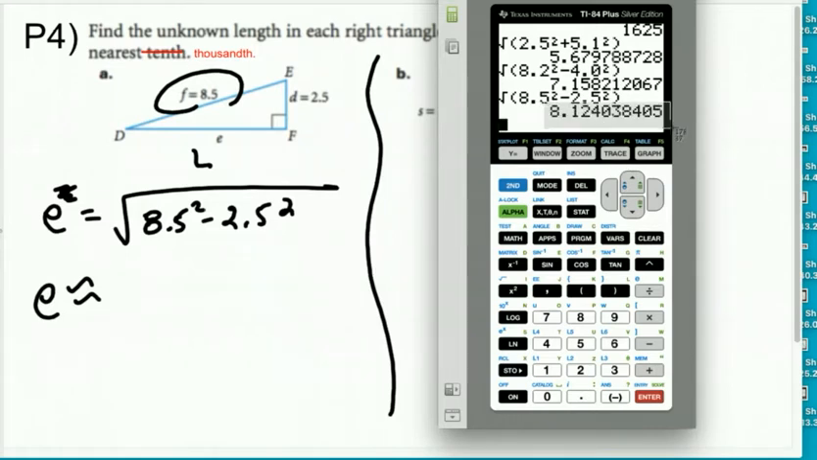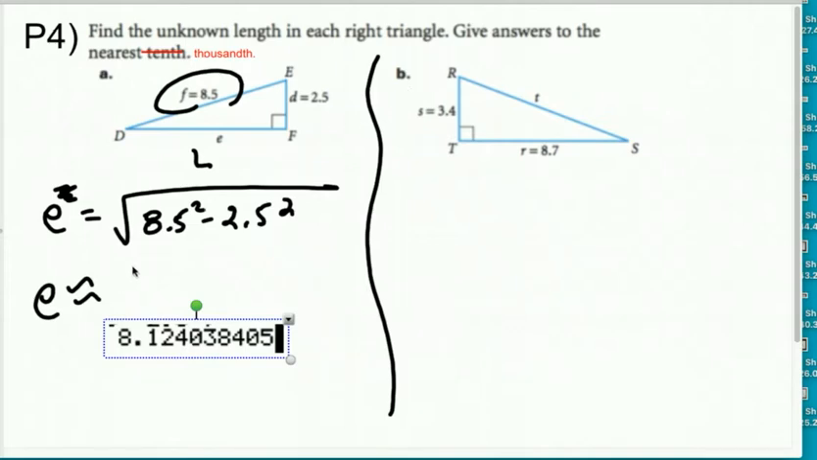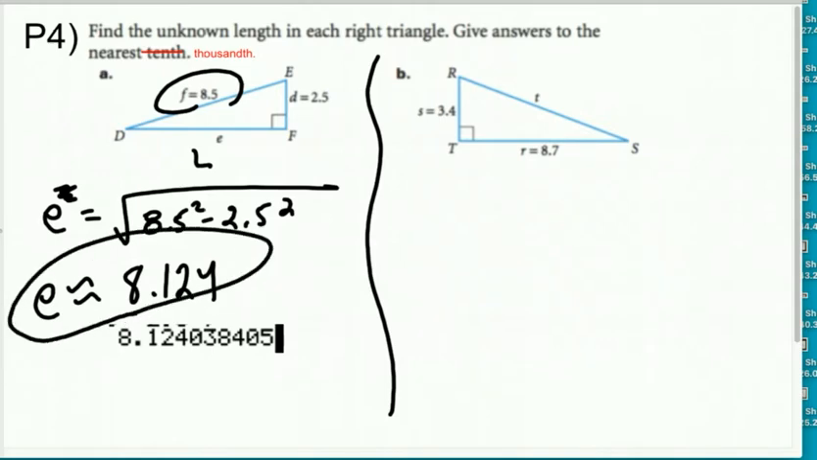Notice that the hypotenuse should always be the longest side. If it's not, you definitely did something wrong. So my e is approximately 8.124. It doesn't matter if I round or truncate, I get the same answer.